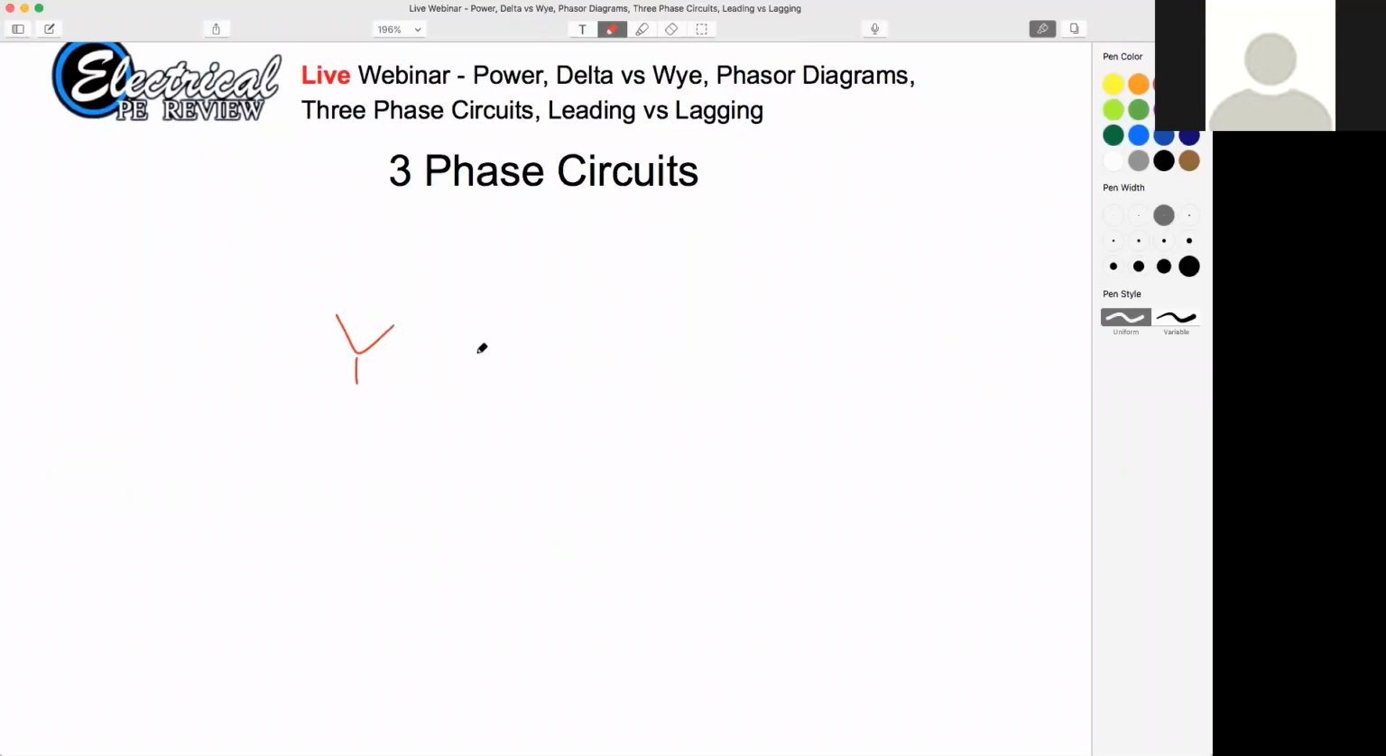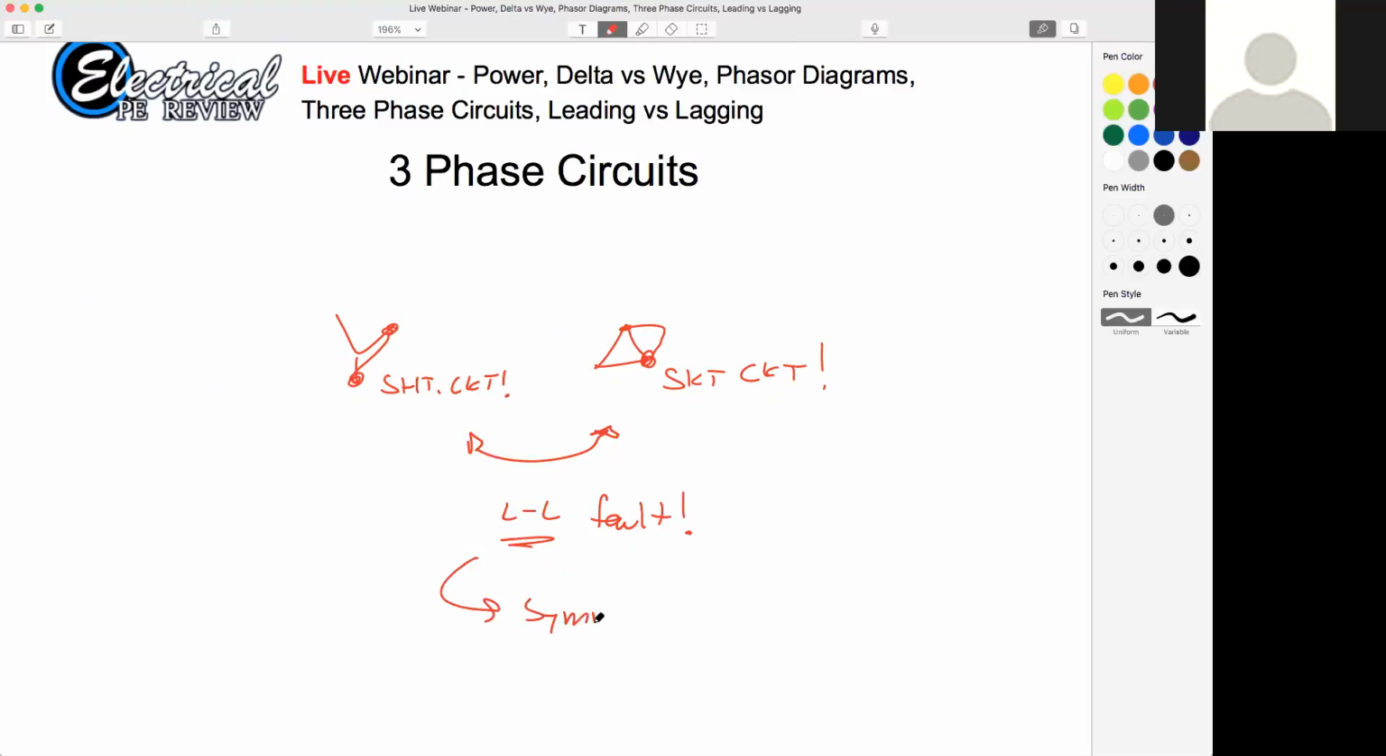Say we had a Y load, say we had a delta load. If I had a short circuit right here, or if I had a short circuit right here, right? Short circuit. So these would both be a line-to-line fault. And we know that a line-to-line fault, we need to solve it with symmetrical components, which is a whole other animal. Arturo, does that answer your question?